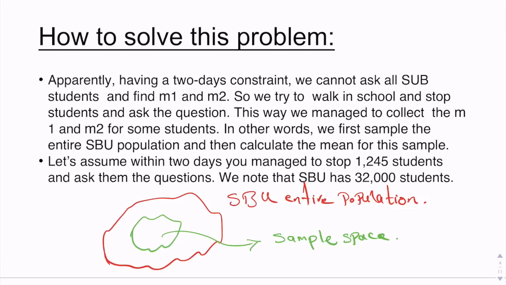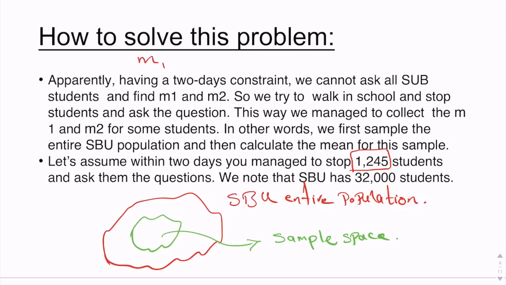Also suppose that within 2 days you manage to stop around 1,245 students, and then you record a number of times they have checked their Instagram or Facebook, and then you manage to compute the mean for both of them. So we all know how we compute the mean. So basically, the mean is taking the average.